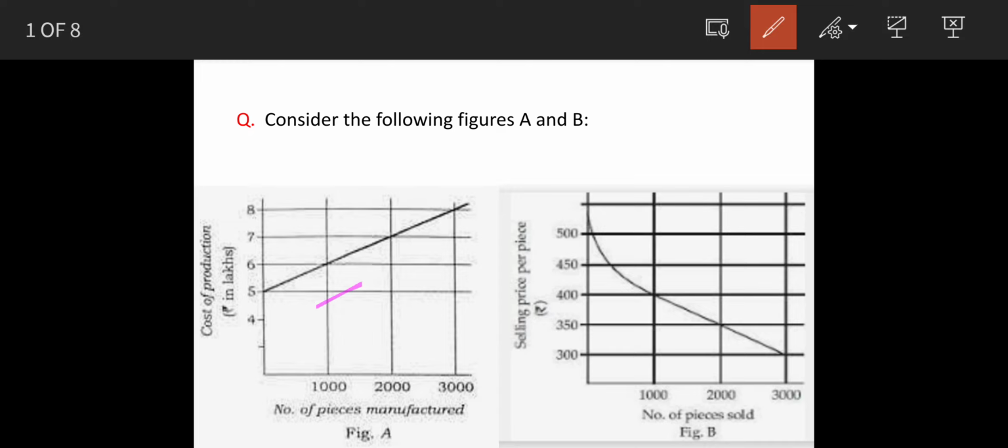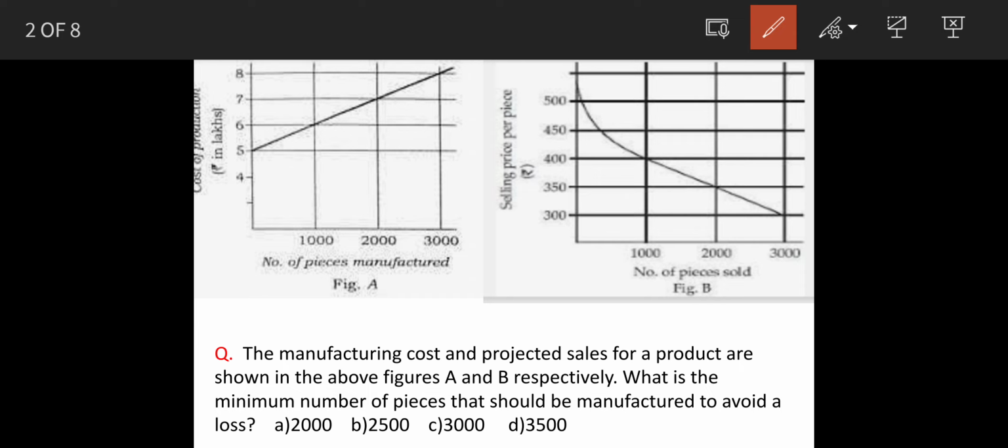So we have two figures given, figure A and figure B. One gives the data of manufacturing and the other one gives data of sales. So the question says the manufacturing cost and projected sales for a product are shown in figures A and B. So the cost in rupees lakhs is given here and the number of items manufactured are given here. Similarly, the number of items sold are here, and the point to note here is that the sale value is given in rupees.